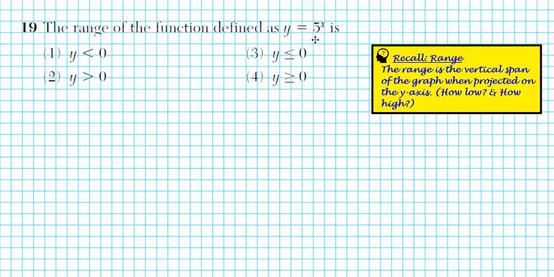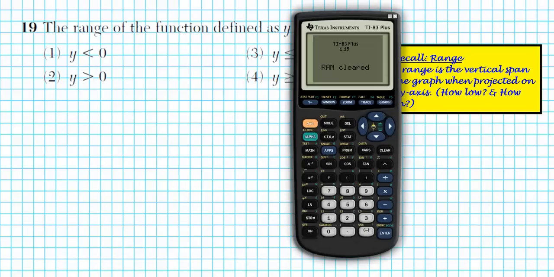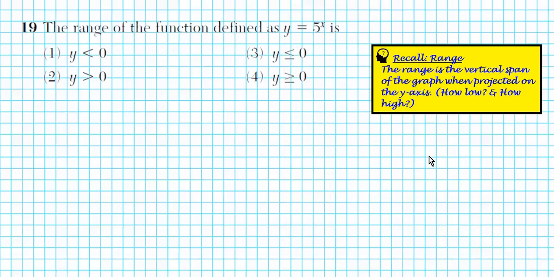Okay, now do you remember what the exponential function looks like? All the functions in the exponential family look alike. Okay, so let me show it to you real quick. Just press Y, 5 caret x is 5 to the x power, enter, graph. Okay, so that's a general pattern of the exponential family. Okay, so let me sketch it for you, and then we're going to determine what the range is.